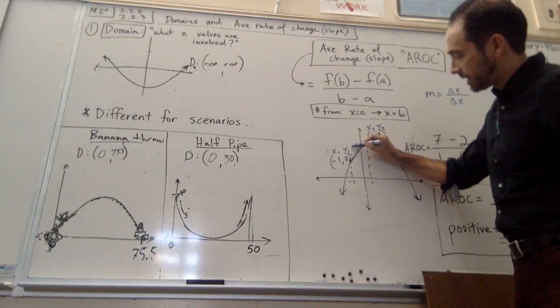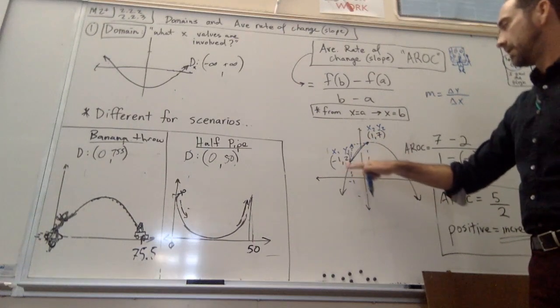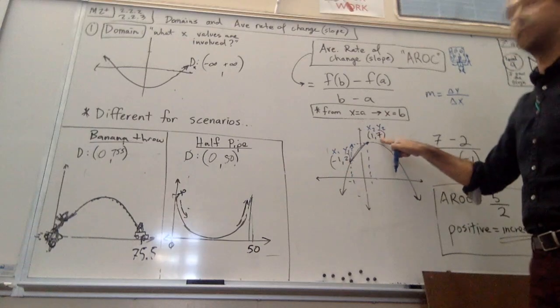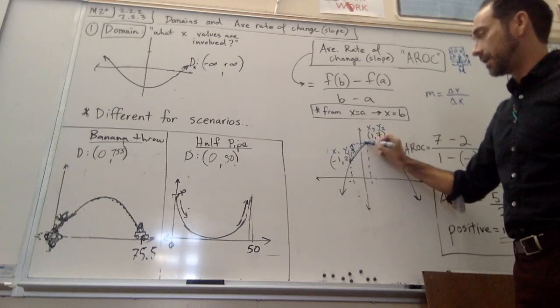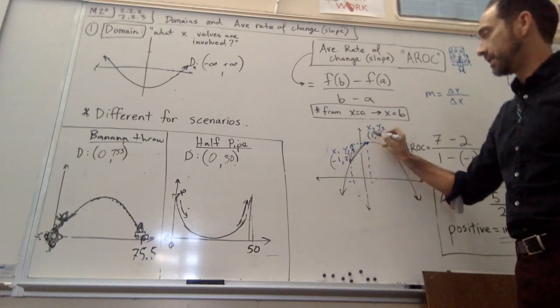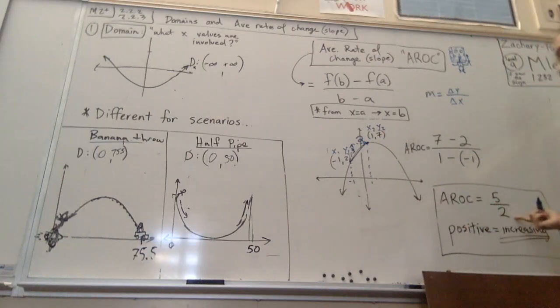How far up do we go to go from 2 to 7? We go up 5. How far over do we go? From negative 1 to 1, 2. So that matches our AROC.